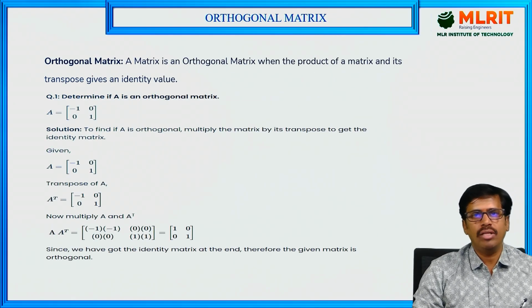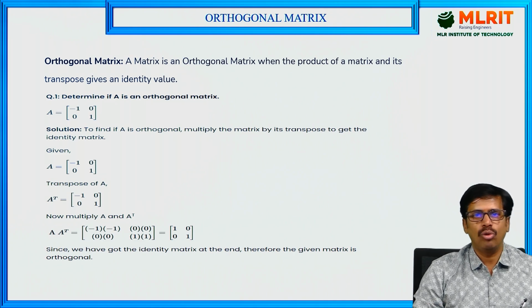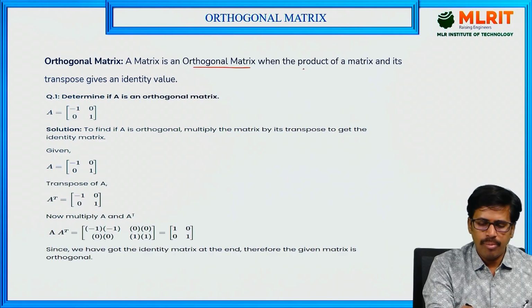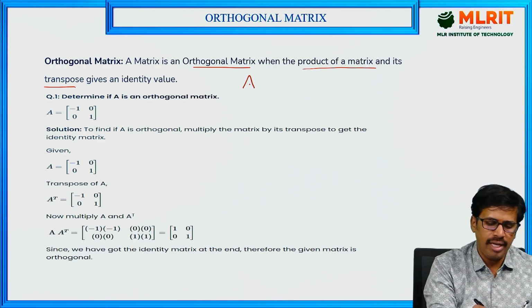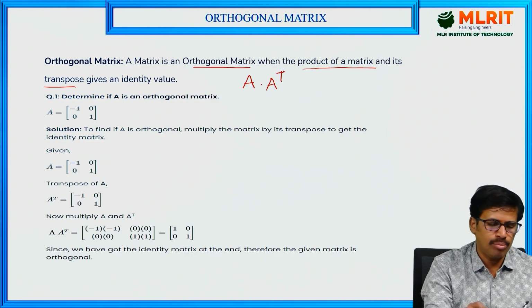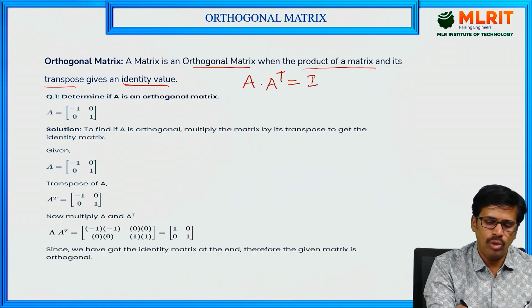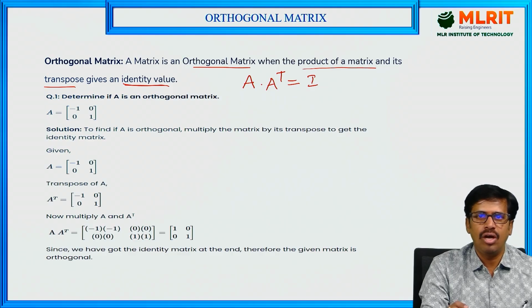Next, coming to another type of matrix, the orthogonal matrix. Let us see what is an orthogonal matrix. A matrix is said to be orthogonal when the product of the matrix and its transpose, that is A into A transpose, gives the identity matrix, which is equal to I. So if A into A transpose equal to I, we say that the given matrix A is orthogonal.